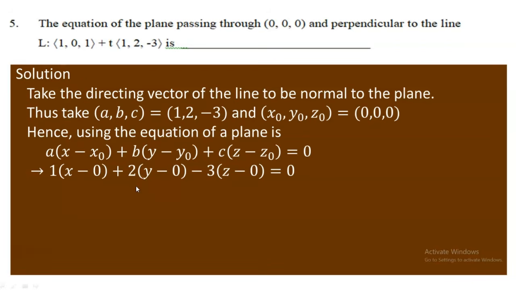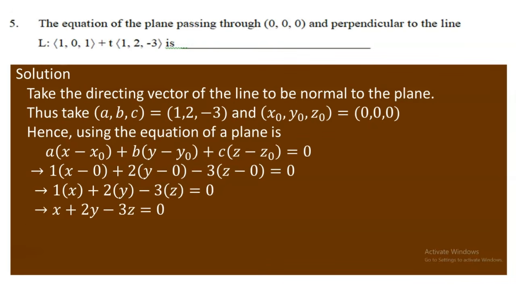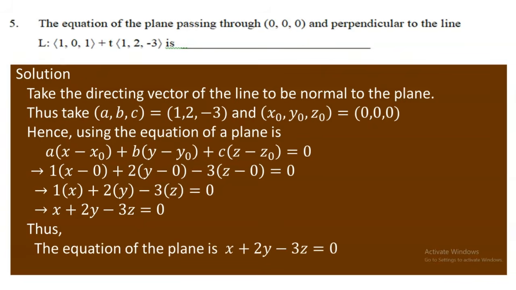Using direct substitution, in place of a, b, c, take 1, 2, minus 3, and in place of x0, y0, z0, take the origin 0, 0, 0. So you are going to have 1 times (x minus 0) plus 2 times (y minus 0) minus 3 times (z minus 0). Simplifying this makes x plus 2y minus 3z equals 0. Therefore, students, the equation of the plane is x plus 2y minus 3z equals 0. I hope you have understood it.